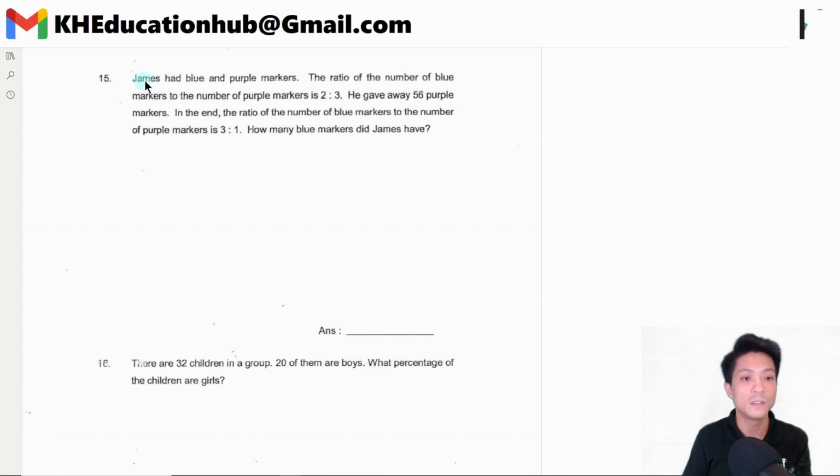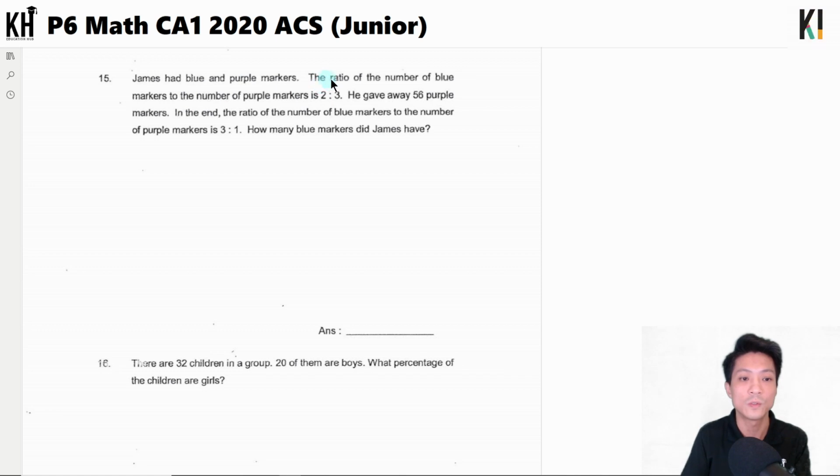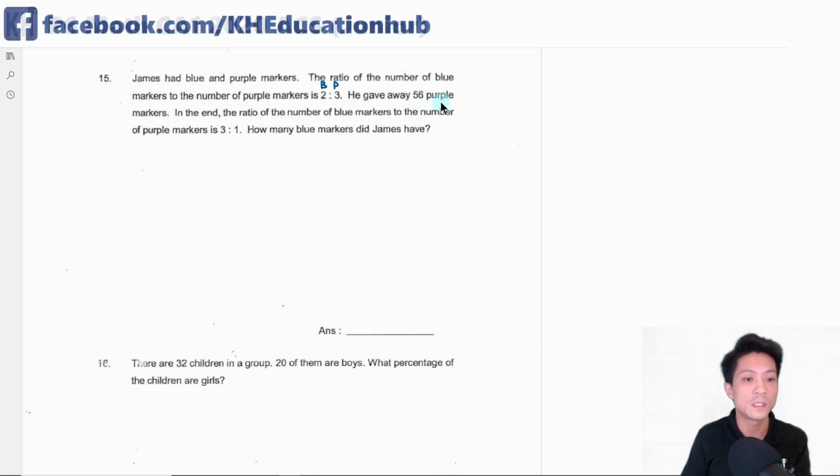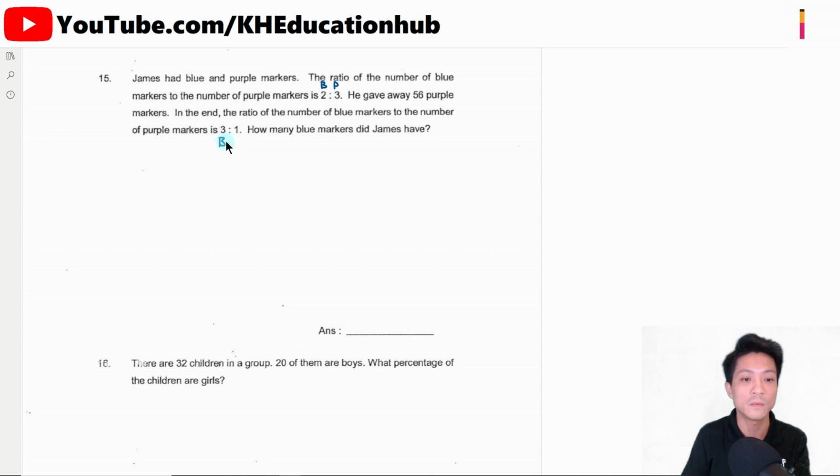Question 15. James had blue and purple markers. The ratio of the number of blue markers to the number of purple markers is 2:3. So we're going to immediately write down B to P. He gave away 56 purple markers. In the end, the ratio of blue markers to purple markers is 3:1. So this is B to P. How many blue markers did James have?